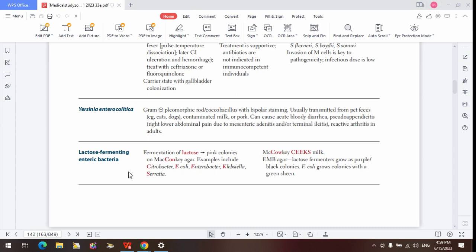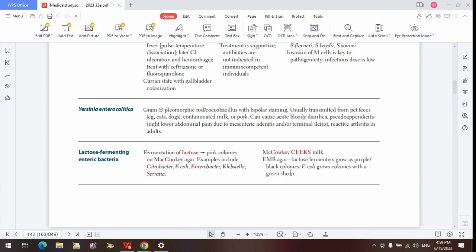So one way we can separate them is that E. coli can be distinct from these guys. When we culture E. coli in EMB, that's the eosin methylene blue agar, E. coli will appear as a metallic green layer, while the other ones, if you put them in that EMB agar, will appear black or purple.